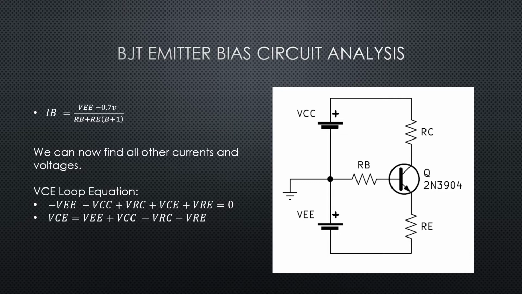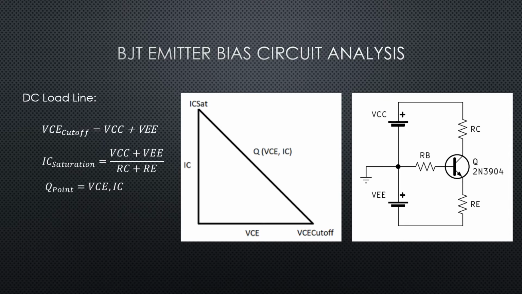And so in order to find VCE, we're going to Kirchhoff all the way around the outside of this loop. And we're going to start the same spot as we did before, start at the minus VEE, but we're going to go straight up through the VCC. So we get a minus VEE minus a VCC plus a VRC plus our VCE plus our VRE. And all that should be equal to 0 according to Kirchhoff. And now we can solve for the VCE of the transistor.